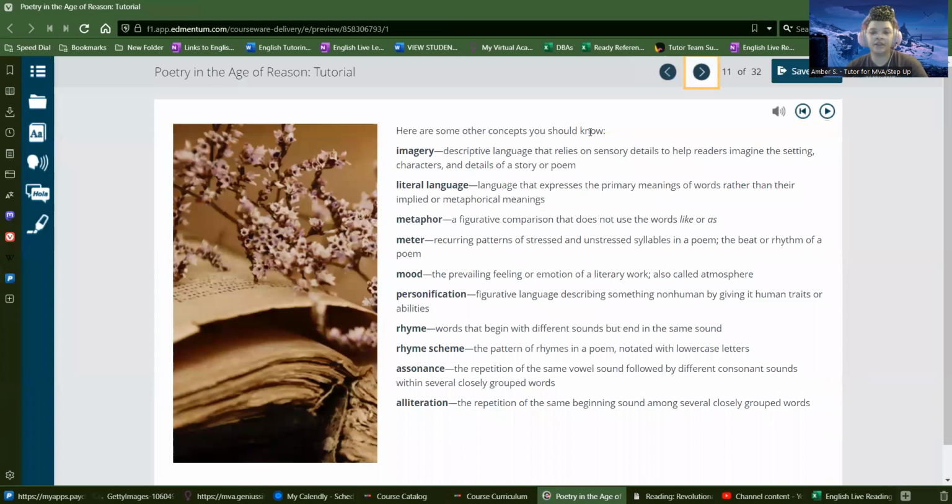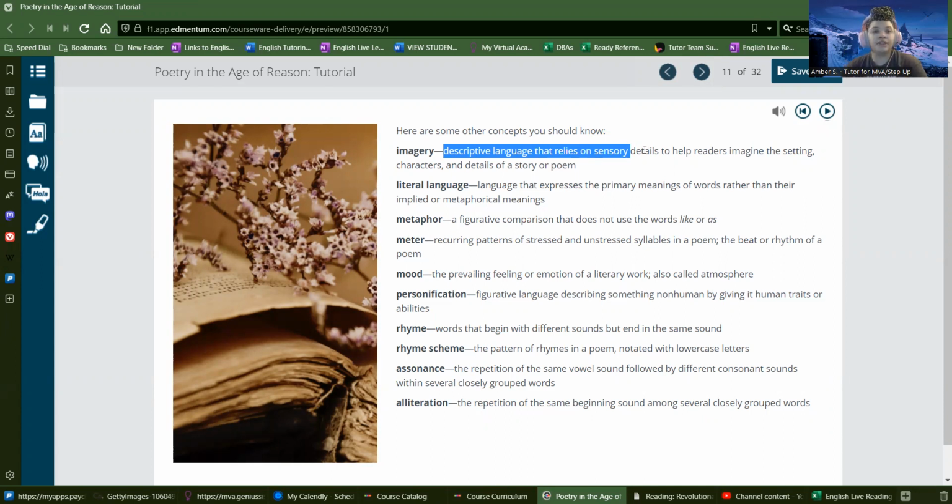Okay, now on slide 11 here, we have a list of more things. However, these are different, shorter concepts. They're not quite as hard to explain as the iamb and iambic pentameter. So here we have imagery, which is descriptive language. So we're describing things that relies on sensory detail. Remember, sensory is referring to your senses: eyes, ears, nose, mouth, and hands for touch.